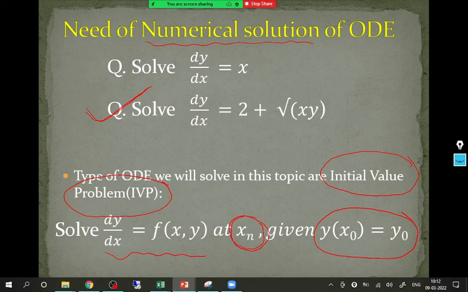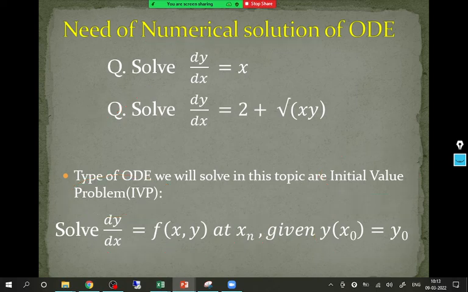So the first method that we have is Picard's method. In Picard's method, we get a solution y equal to f(x). That means we get a general solution. This general solution we get in Picard's method only. But in Euler's and Runge-Kutta methods, we only get a direct solution at x equal to xn. So Euler's and Runge-Kutta methods don't provide us a general solution.